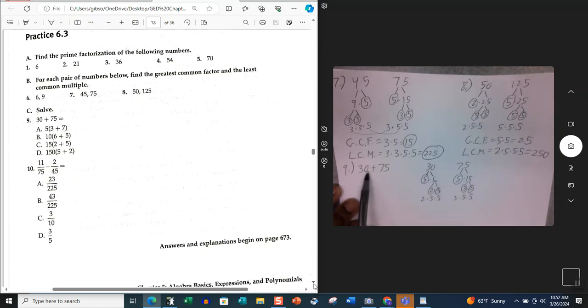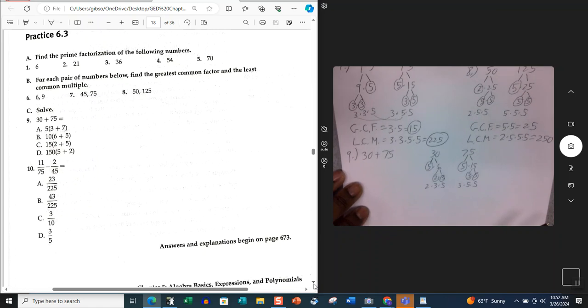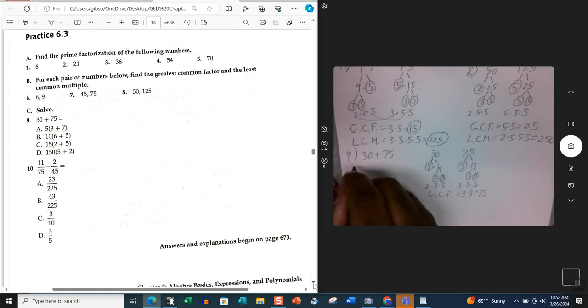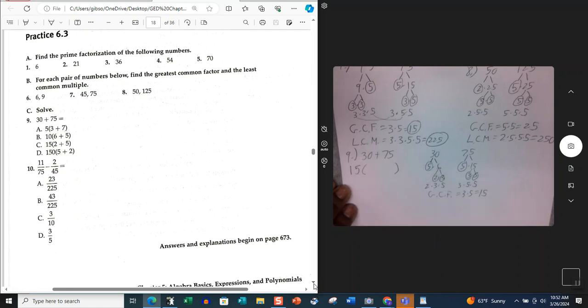Now, to find out, we want to find the greatest common factor, 30 and 75. So the greatest common factor, we would have, the only thing they have in common is 3 and 5, which is 15. So that means we factor out 15. Now, this is what goes in the parentheses.